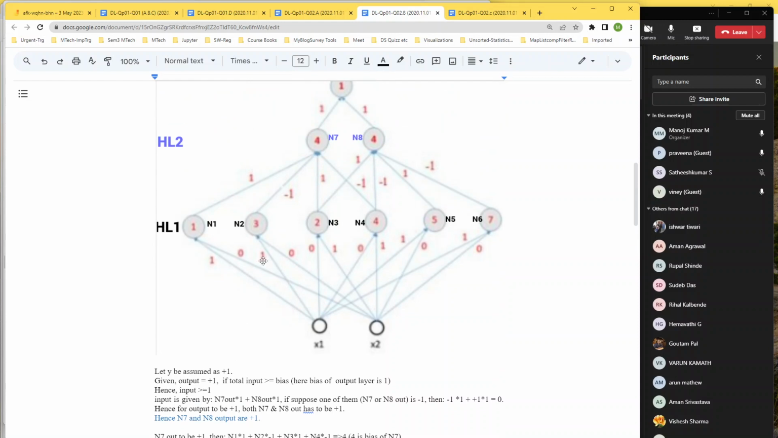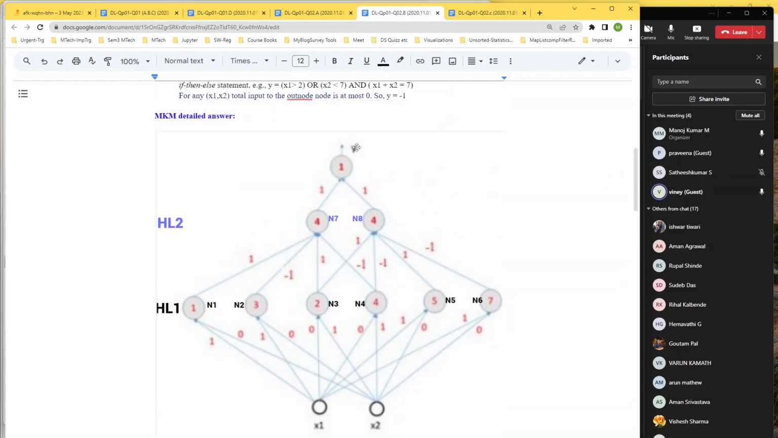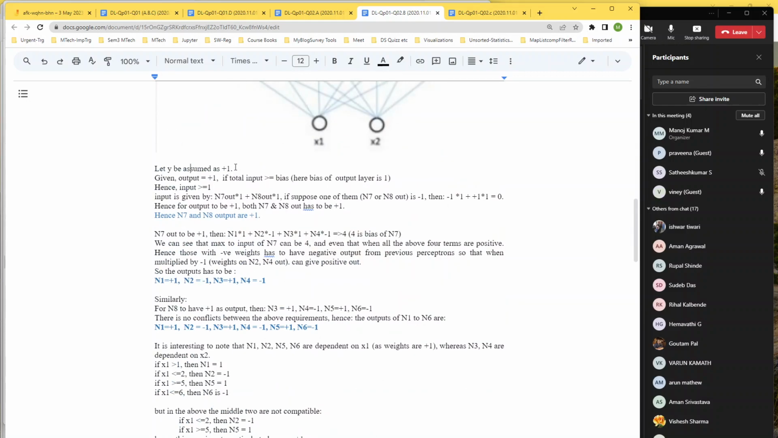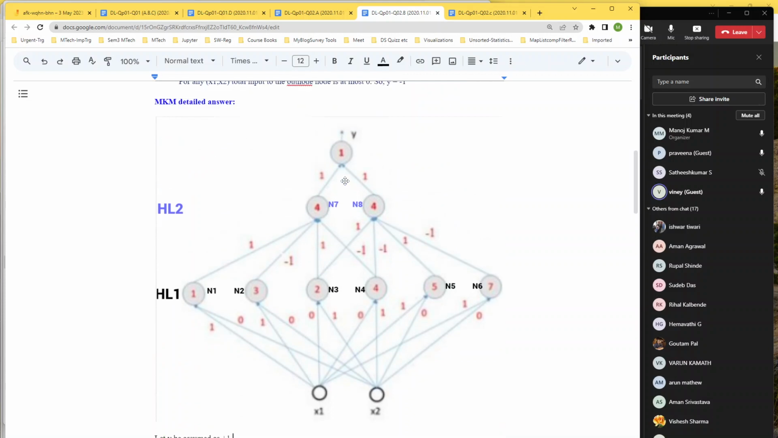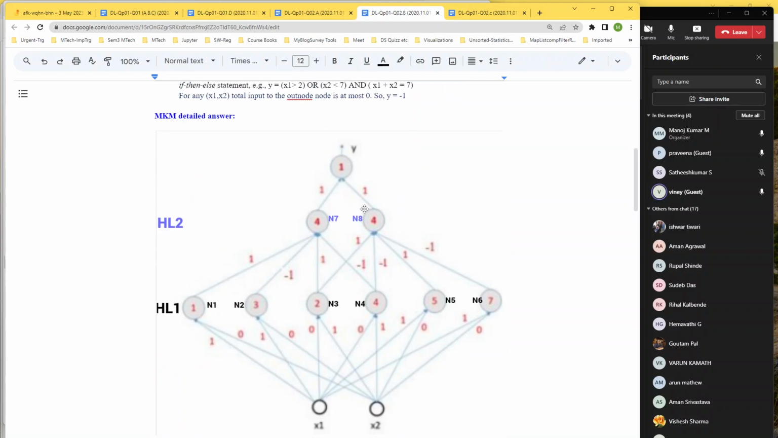Let y be assumed as plus 1. Now we are taking a y, we are assuming y, and we have to come back from y and find the x1 and x2. So when we take it as plus 1, what will be the inputs? That's the question. N7 and N8, right? These two are fixed, 1 and 1. So what should be the N7 to make this one and what should be N8 to make this one?